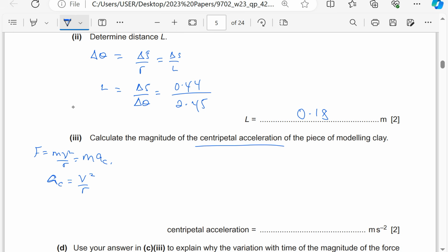And since we know that v equals omega r, it means the centripetal acceleration is going to be omega squared r squared divided by r, which is omega squared times r. So it means the centripetal acceleration is going to be omega.